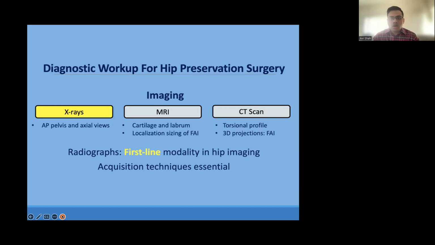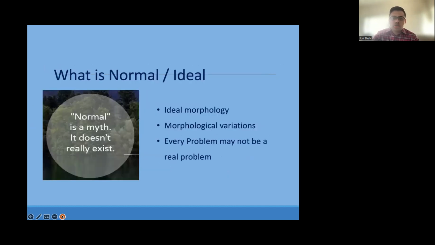can give us a lot of information. But having a good X-ray is really important. So the acquisition techniques are also essential. Some of the pathologies that we see can be normal, like cam morphology, which sometimes is a normal variation in some individuals. So we need to understand first what is normal or ideal morphology, and morphological variations, and that every problem that we might pick up on the X-ray may not be the real problem the patient is having.